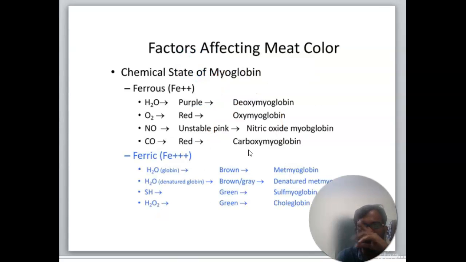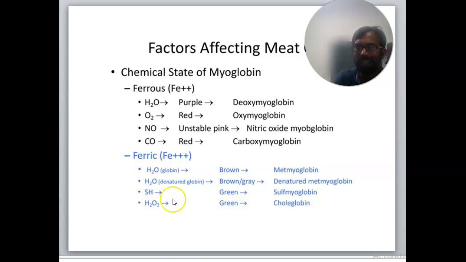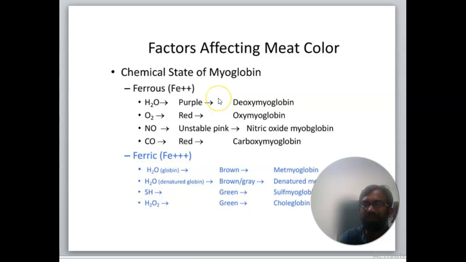And you can see the factors affecting meat color, the chemical states of myoglobin. Ferrous, Fe2+, with water interaction gives purple deoxymyoglobin; with oxygen, red oxymyoglobin; with nitrate, the unstable pink nitric oxide myoglobin; and with carbon monoxide, CO, red carboxymyoglobin. These are the ferrous reactions. This is the ferric, Fe3+, with water, and the brown color. And H2O2, hydrogen peroxide, and sulfur hydrides give sulfomyoglobin; these are the factors affecting the ferrous and ferric changes.